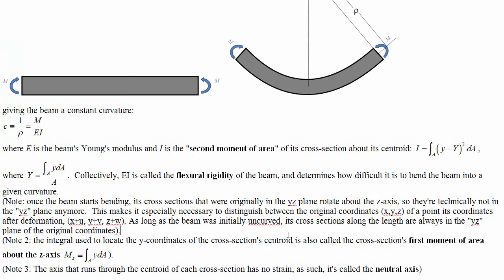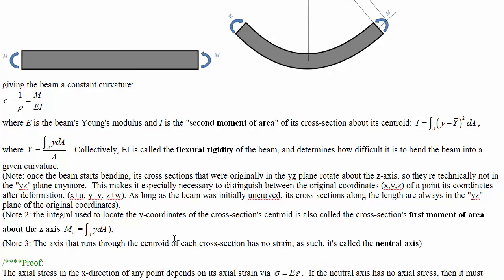Now, because of that, it's useful to distinguish between the original coordinates of the beam and the coordinates after it's deformed. As long as we're talking about the original coordinates, then any of these cross sections are still in the YZ plane because that's referring to their original coordinates.